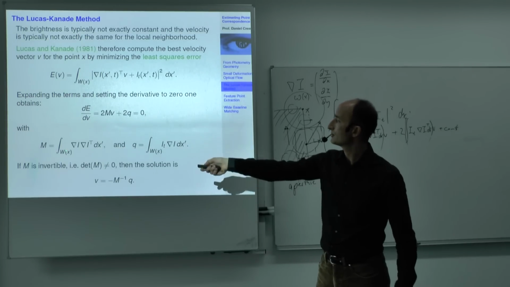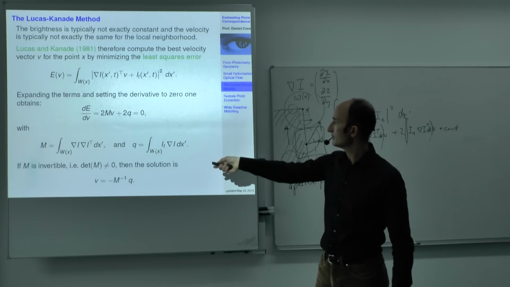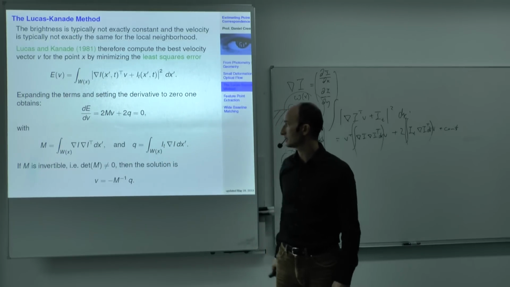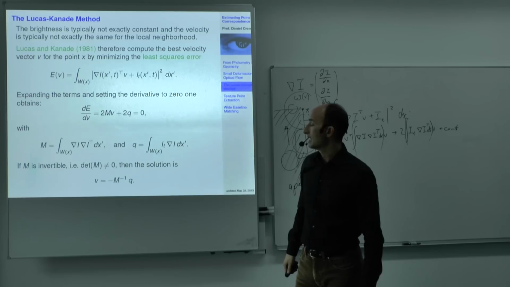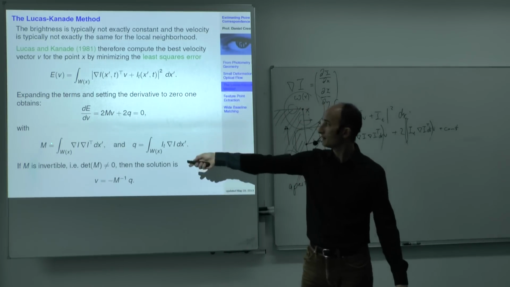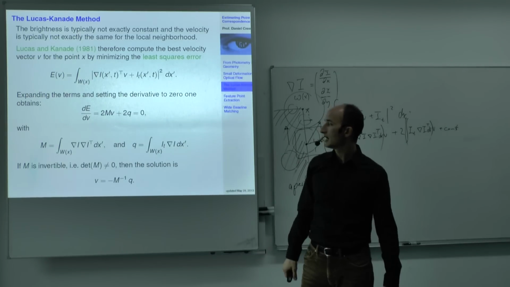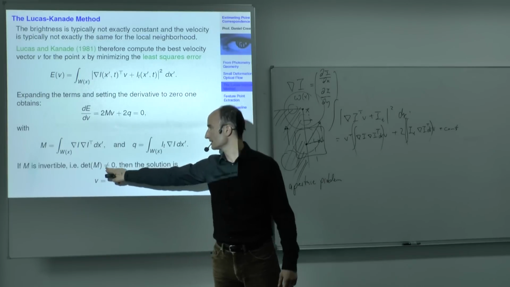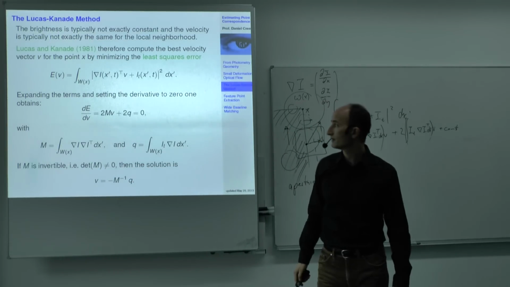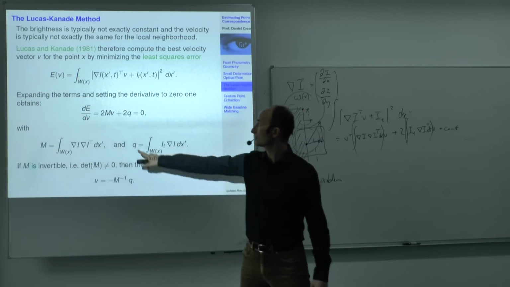So this is a 2 by 2 matrix. This is a 2D vector, because this is 2D. This, the time derivative, is a scalar. And as you recall from analysis, if the matrix M that we have here is invertible, and how can you check it's invertible? You can check if the determinant is non-zero. If it's non-zero, I can invert the matrix, and then I can solve this for V.